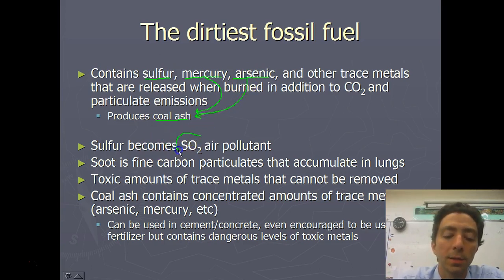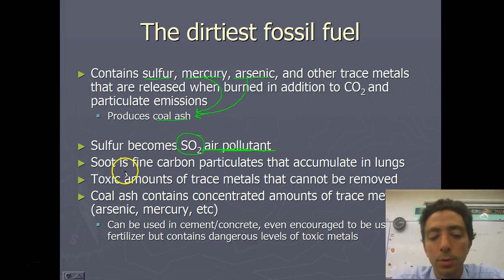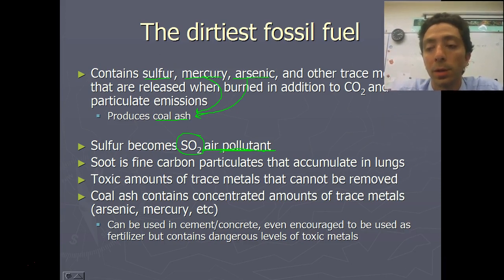Sulfur becomes sulfur dioxide, and we haven't talked about air pollution yet, but this is a major air pollutant. It causes a lot of problems with acid rain and smog, photochemical smog, so we'll talk more about what that means to be an air pollutant in the next unit. It also produces soot. Soot, especially when mining, can accumulate in the lungs, and you get these trace amounts of metals that can't be removed from the coal itself. And so when you burn it, you release a lot of these out into the atmosphere, like mercury and arsenic, which can build up in animals, especially top of the food chain animals, including people.